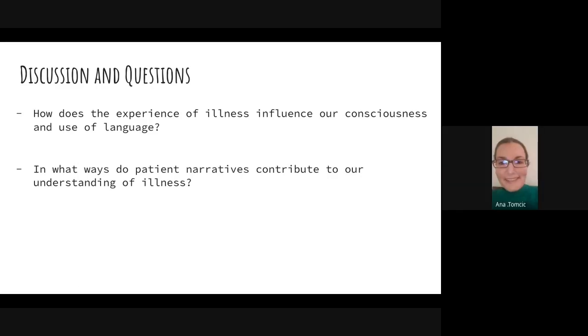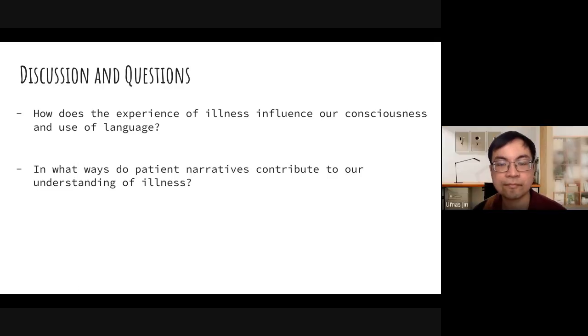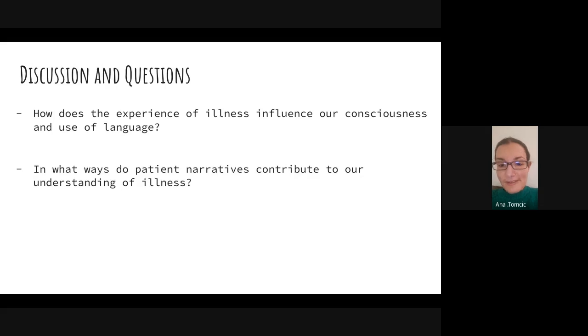Yes. So obviously, the experience of illness will have a big effect on our consciousness. It can have an effect on our perceptions, our way of being in the world, and this will also influence our use of language. A lot of people, Woolf included, used language and other artistic expressions as a way of conversing with or dealing with their illness, or even healing.